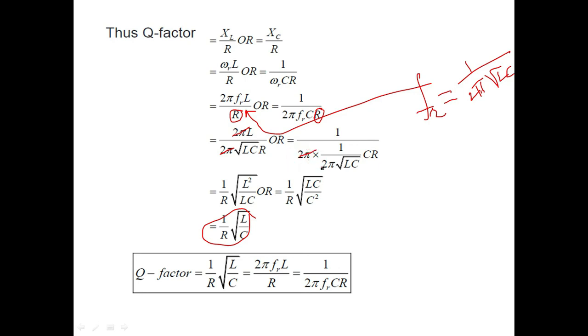Here 2 pi and 2 pi get cancelled, hence only root of LC into CR remains. R is taken as common, and the equation is 1 upon R, square root of LC, where the C terms get cancelled, and again the same equation is formed. So the quality factor is equal to 1 upon R into root of LC, which is equal to 2 pi Fr L upon R, which is equal to 1 upon 2 pi Fr RC. In this way we have derived the equation for the quality factor.